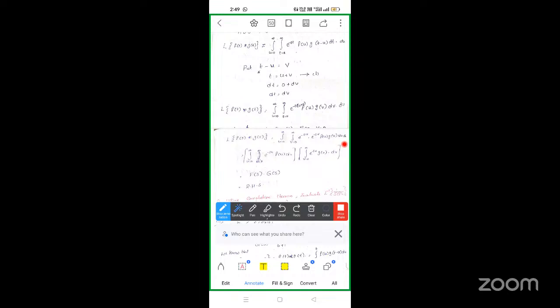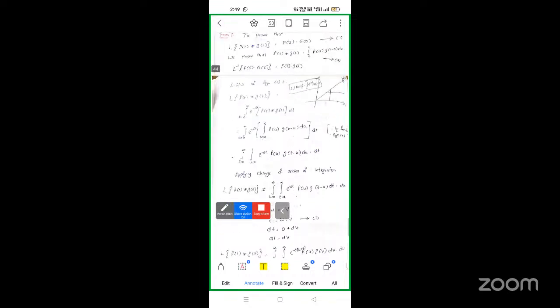So that is equal to the integration for u from 0 to infinity of e power minus su, f of u into du, into the integration for v from 0 to infinity of e power minus sv, g of v into dv. So this is F of s, and this is G of s. LHS is equal to RHS. So this is the convolution theorem.